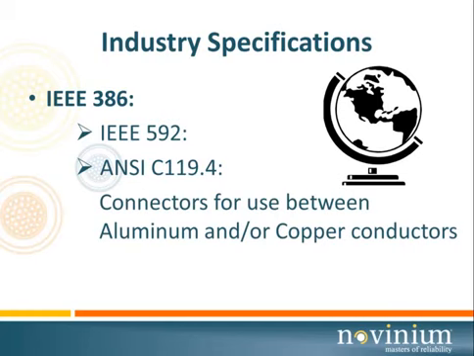Up until the last revision, this standard was for connectors that were used between aluminum cables, aluminum to aluminum, or an aluminum to a copper cable. This current revision now has performance criteria for a connector that's used on a copper-to-copper system.